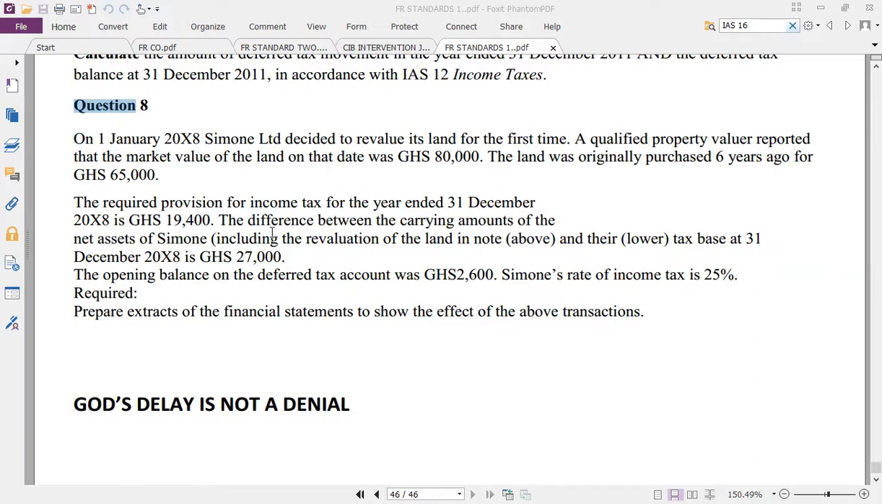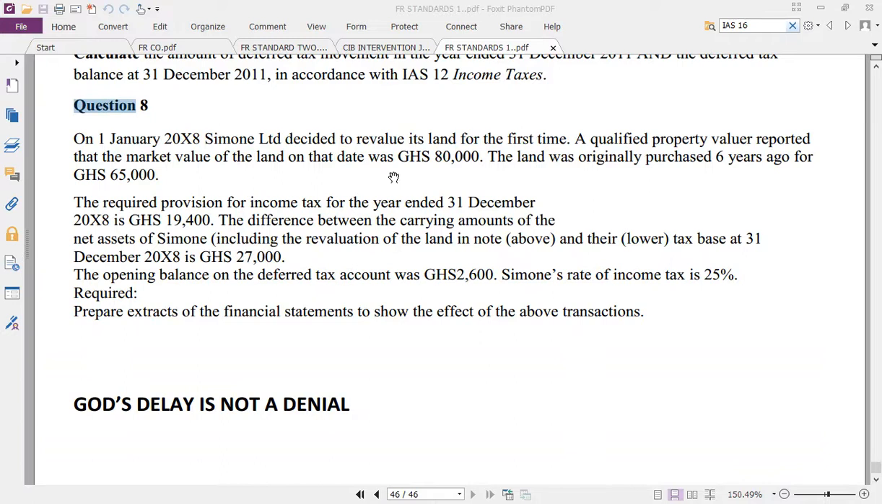Oh, I've seen this one. So they say on January 2018, Simon Limited revalued its land for the first time. A qualified property valuer reported that the market value of the land on that date was 80,000. The land was originally purchased 6 years ago for 65,000. So is there any revaluation gain? Okay.